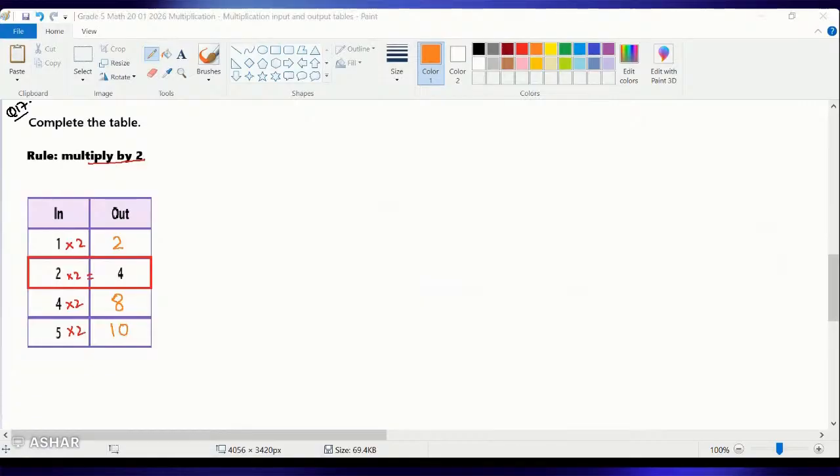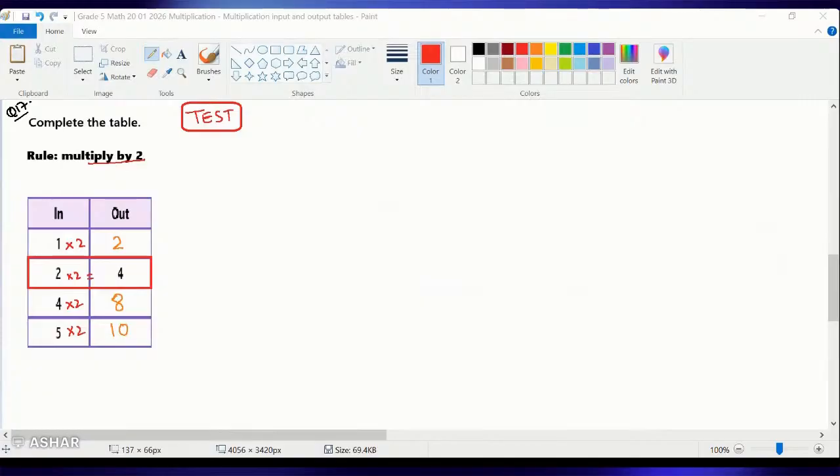Okay, let's try the test. Let's do the questions from the test. I'll just give a heading over here for the test. You would have the same questions. Kindly log into the test. So the first question we have for the test is complete the table. Rule is given to us and two pairs of values are given to us.